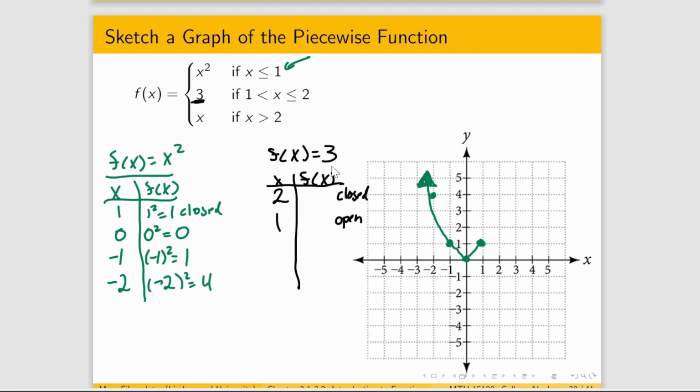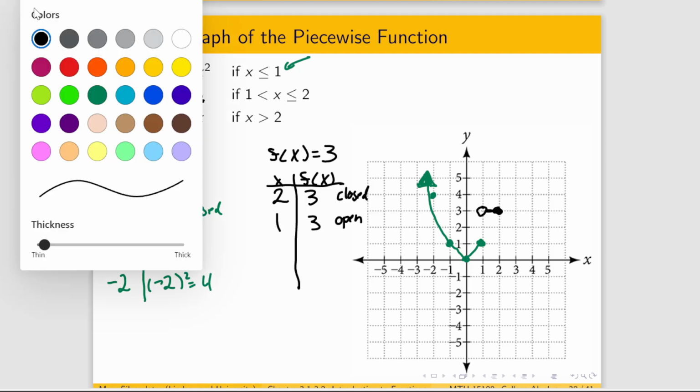And because it's equal to 3, that just means literally just make the output 3. No more math needed. Whatever x value I plug in that little part is 3. So at (1, 3), I'm going to have an open circle, and at (2, 3), a closed circle. And then I can connect them.